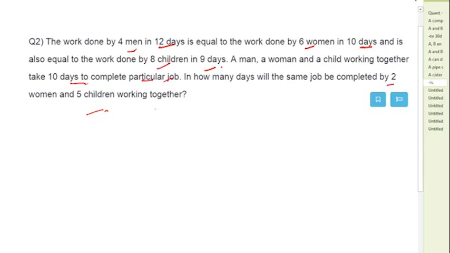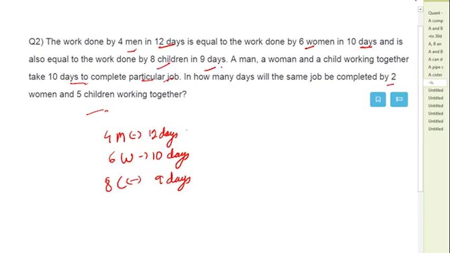Okay. So 4 men working for 12 days, 6 women 10 days, and 8 children 9 days. They all do the same amount of work. So let's assume this is a certain amount of work. So I see 12, 6, 9, 8. So I'll use a number which divides these numbers. So let's say they do 720 units of work.